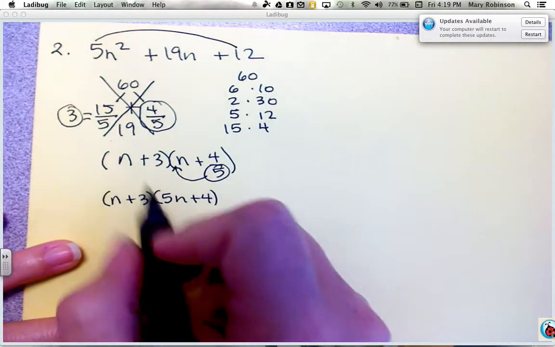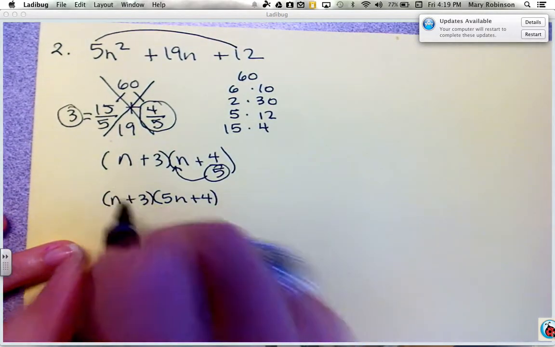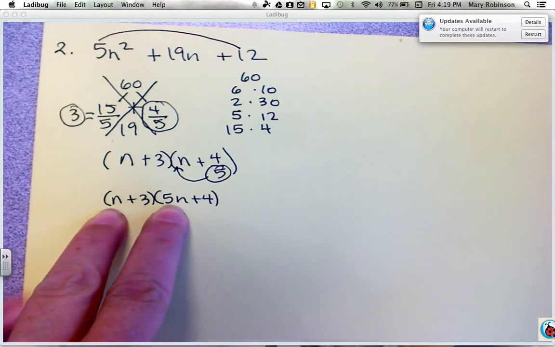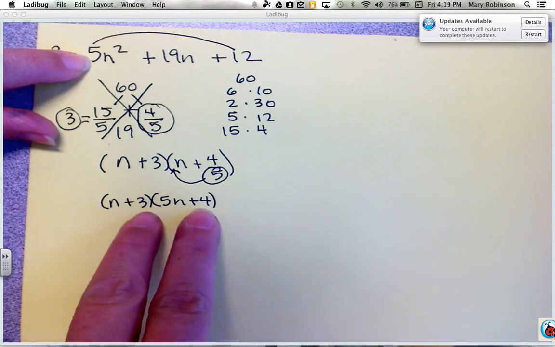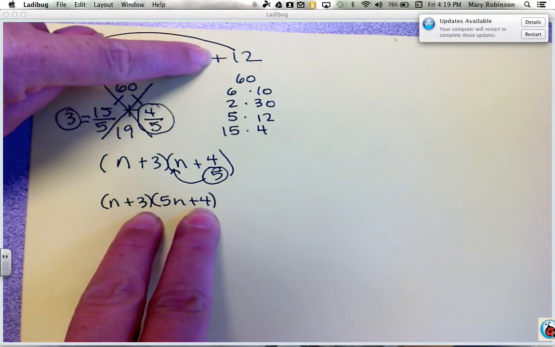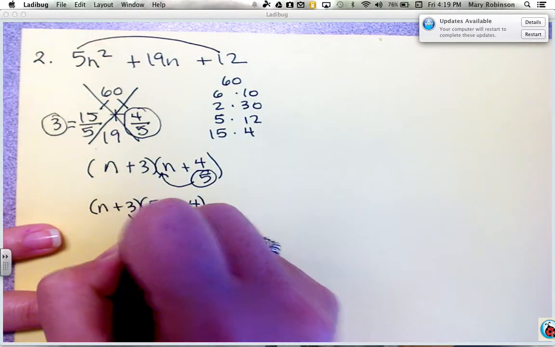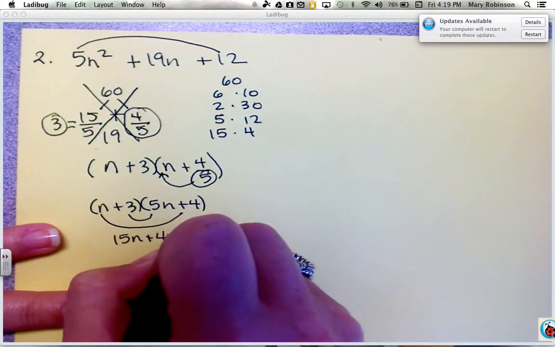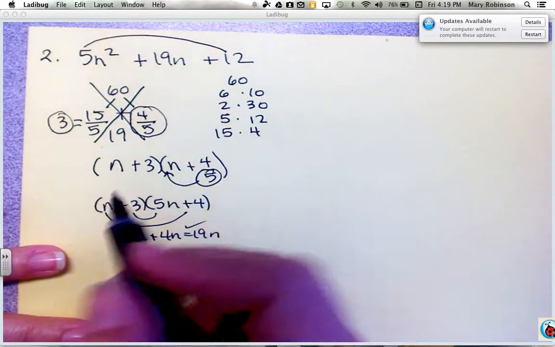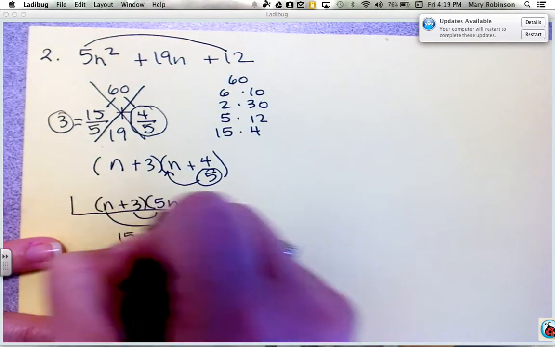So, quick chin and grin check. After verifying that my first and last terms are correct, n times 5n does give me 5n squared. 3 times 4 does give me 12. 15n plus 4n does give me 19n, so I'm good to go. And here is my answer. I'm good.